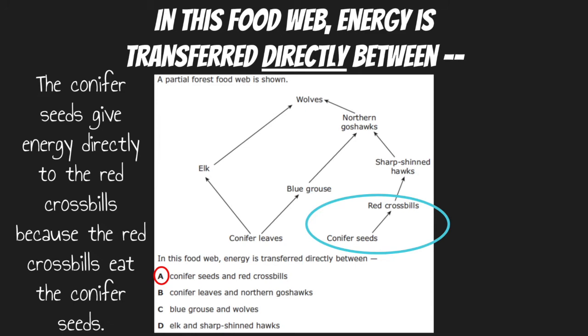B, conifer leaves and northern goshawks. There is not an arrow pointing directly from conifer leaves to the northern goshawks. They first have to give their energy to the blue grouse before their energy goes to the northern goshawks.